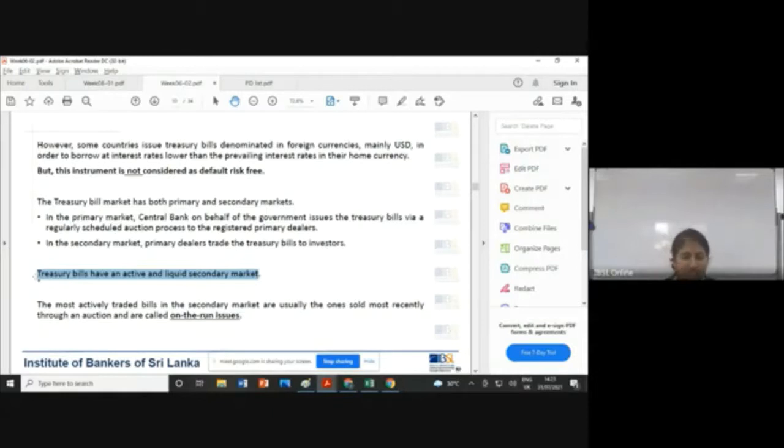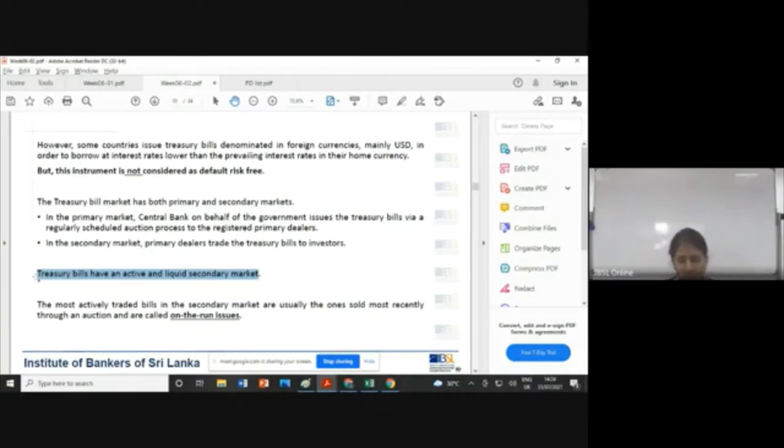So there is always a very active secondary market where the primary dealer transfers the treasury bill to the investor. Now, in the treasury bill market, especially in the secondary market, they use the terms on-the-run issues and off-the-run issues. What do you mean by on-the-run issues?